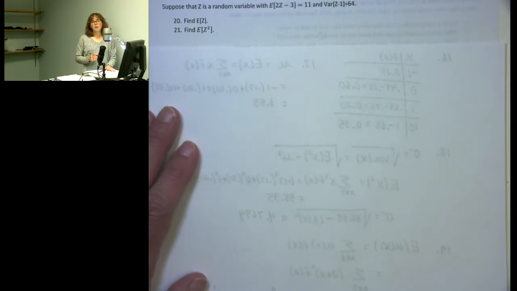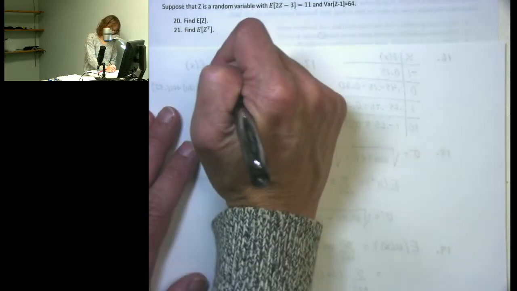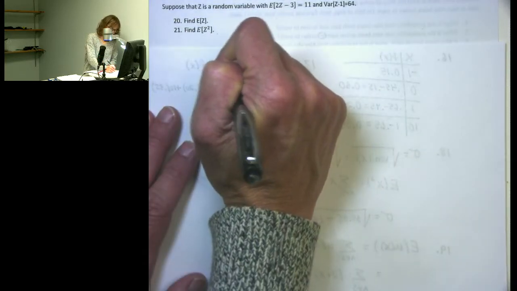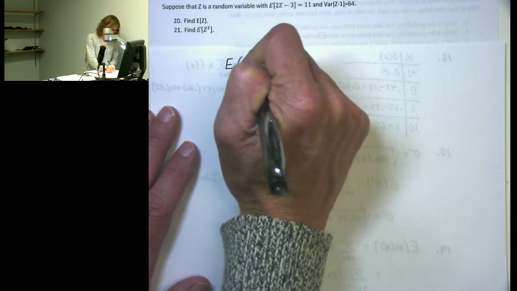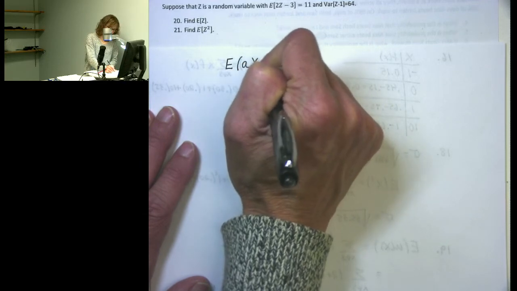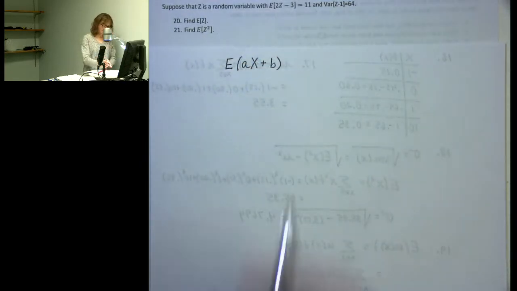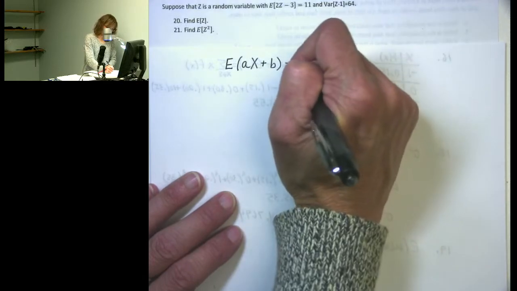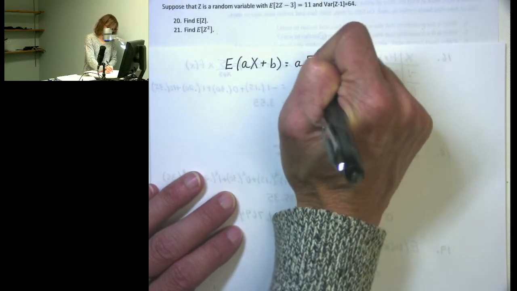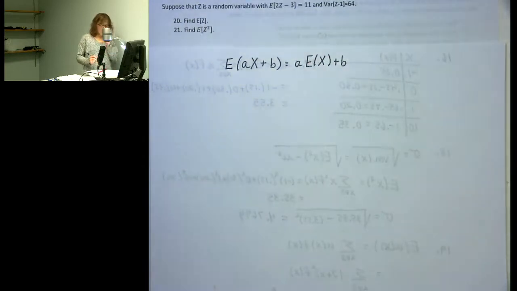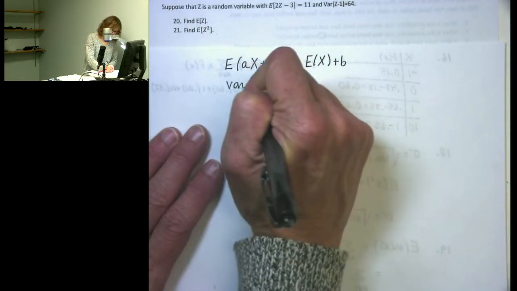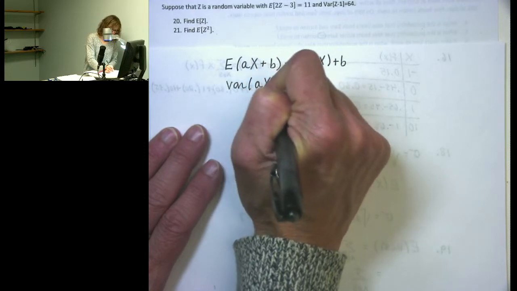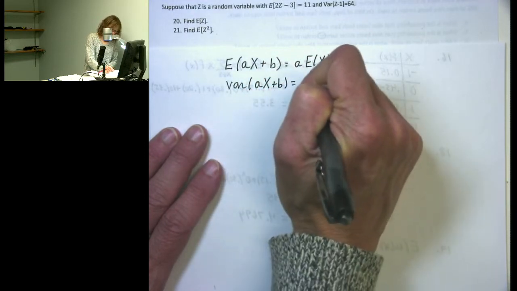So these are questions where we're going to use a couple of things that we've learned. First of all, we've learned that the expected value, if we have a linear combination, a constant a times a random variable x plus a constant b, is equal to a times the expected value of x plus b. We also learned that the variance of a times x plus b is equal to a squared times the variance of x.